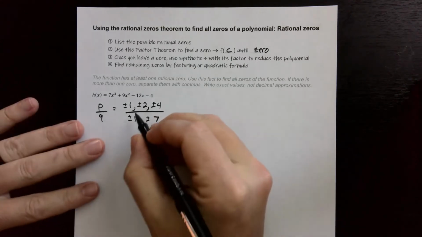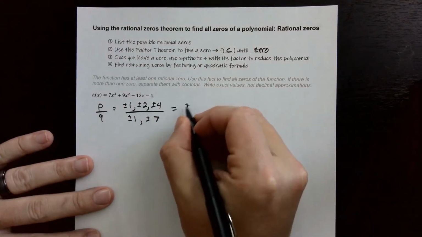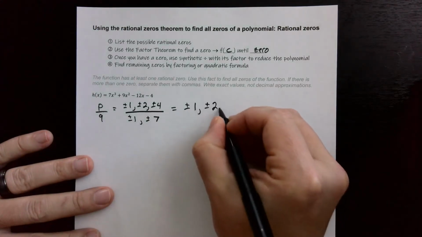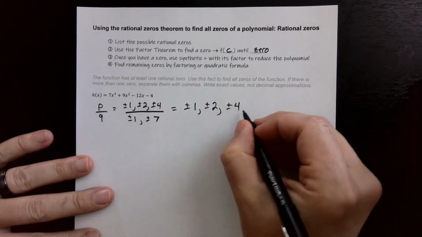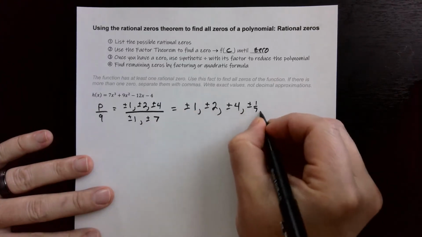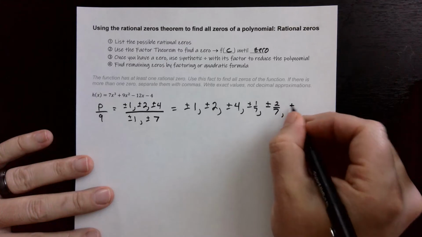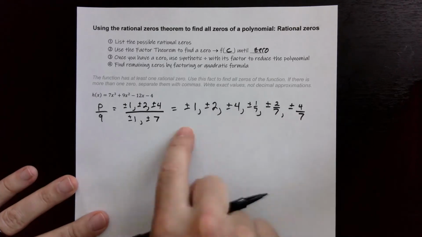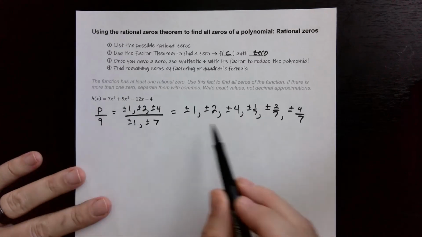So what this means is that our possible rational zeros are plus or minus 1, that's 1 divided by 1, both positive and negative, plus or minus 2, plus or minus 4. So that's these three being divided by 1. And then we've got 1 over 7, so plus or minus 1/7, plus or minus 2/7, and plus or minus 4/7. If we have rational zeros, they're going to be on this list right here. You cannot have a rational zero of this particular function that isn't on this list.